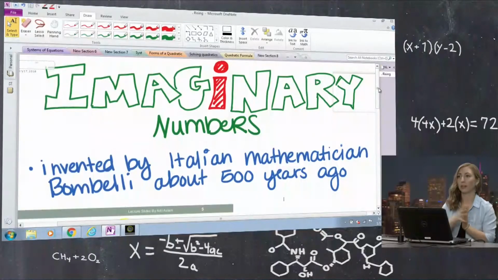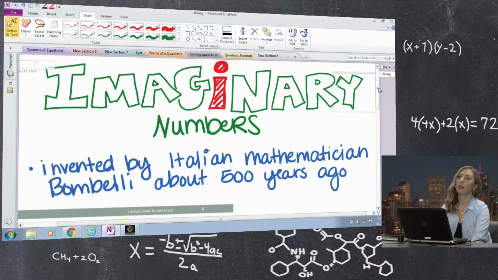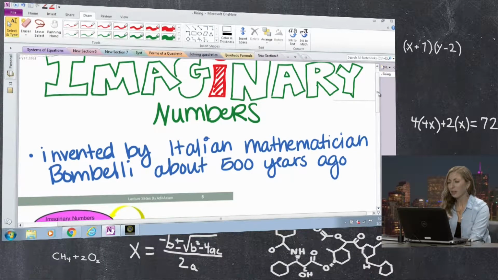So imaginary numbers, go ahead and cut to my screen. Imaginary numbers were invented by an Italian mathematician. His name was Bombelli, about 500 years ago. And the way that imaginary numbers came about is that kind of the way that any number comes about is that there's a need for them. Think about when you were in elementary school and you were just learning division and you learned that 10 divided by 2 is 5. But then you came across a problem like 8 divided by 3, and maybe at first you said 8 couldn't be divided by 3, but then you learned about a type of number called decimals or fractions.